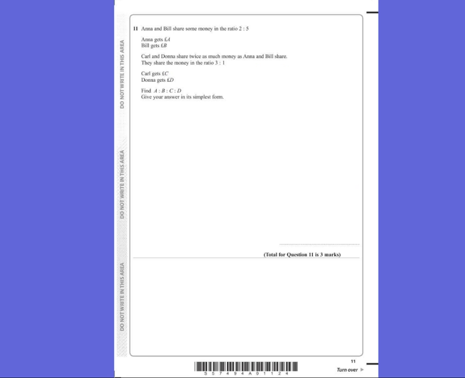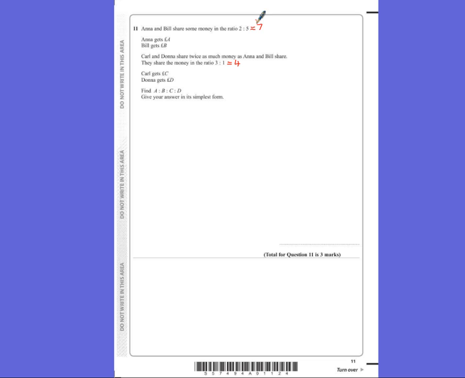Question 11, it says Anna and Bill share some money in the ratio of 2 to 5. Anna gets A and Bill gets B. Carl and Donna share twice as much money as Anna and Bill, and they share it in the ratio of 3 to 1. Put your ratio as A to B to C to D. Well, first of all, the ratio 2 to 5 has 7 parts, and the ratio 3 to 1 has 4 parts. Now we could do this using algebra, or we could do it using an example of an amount of money. So I'm going to use an example amount of money. It's a little bit more common sense.